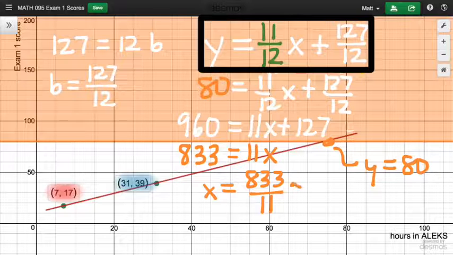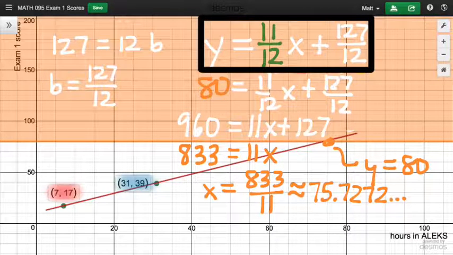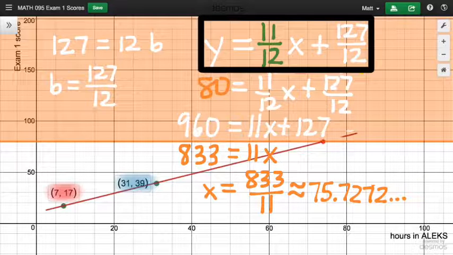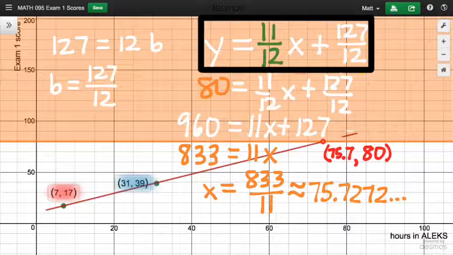But if we pull out a calculator, which we'll do just for this example, and find out what 833 over 11 actually evaluates to, according to our calculator, 75.7272, et cetera, as a decimal. So after all of that work, that's the result of our forecasting. Our forecasting tells us that if we are to believe these two data points are representative of the trend in the relationship between the amount of time that you spend in ALEKS and the exam score that you earn, getting an exam score of 80 correlates with having about 75.7 or so hours spent in ALEKS.